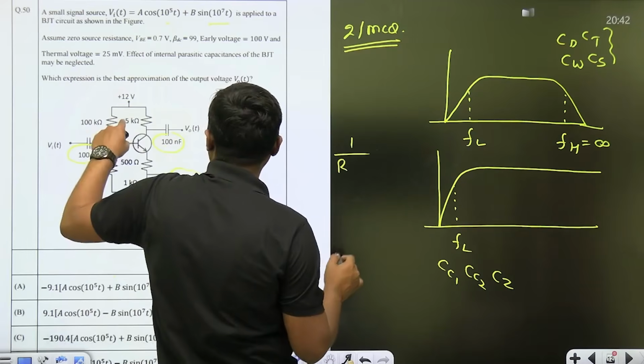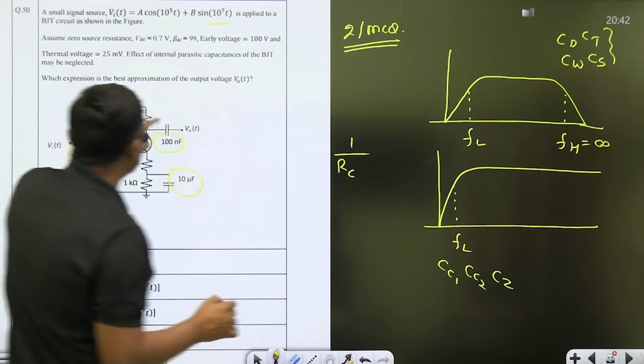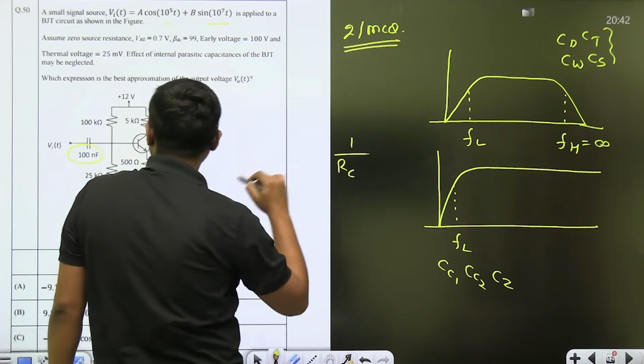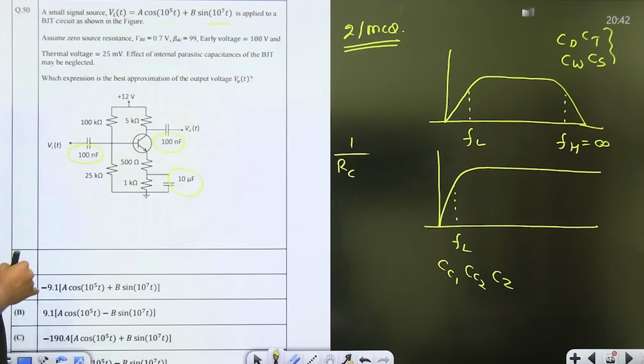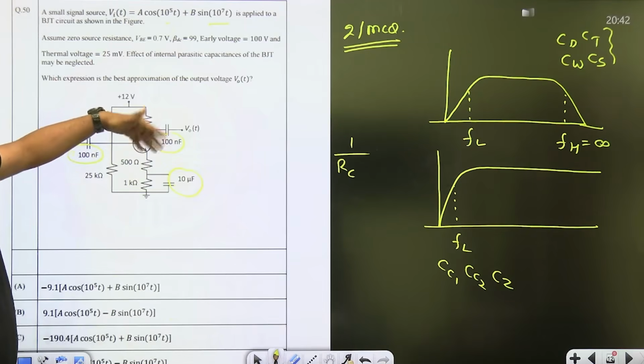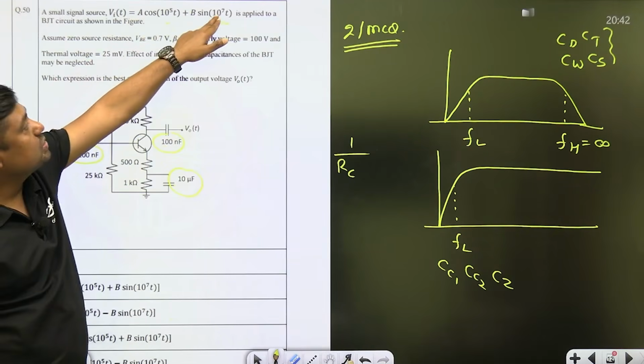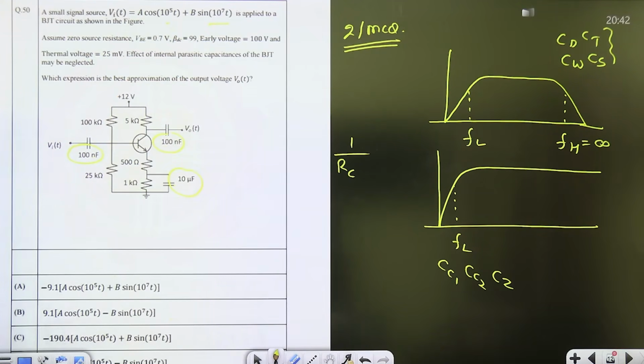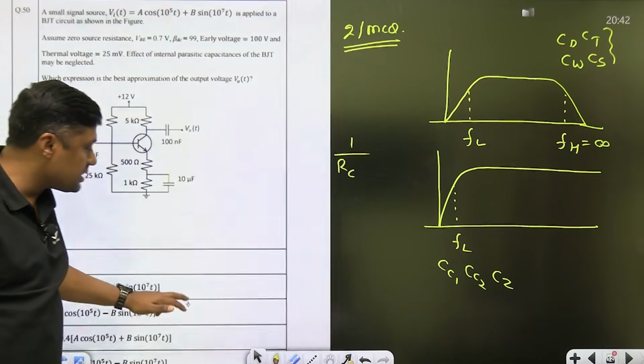Here the cutoff frequency will become RC into that, and so on. But my dear friend, watch this. 10 to the power 5 is very, very high as compared to the cutoff frequency. This is also very, very high as compared to the cutoff frequency. But most important thing, watch the answer carefully.